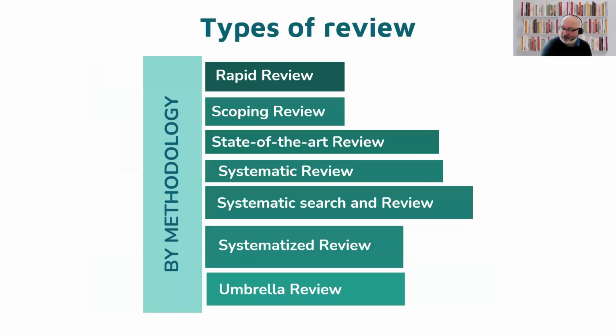Now we're talking here about systematic reviews, but while systematic reviews were the progenitor of this type of review, it's now part of a family. So we have systematic reviews, we have rapid reviews, which is a systematic review where you've made compromises and you've discussed those compromises. Scoping review, state-of-the-art review, systematic search and review, systemized review, and an umbrella review.